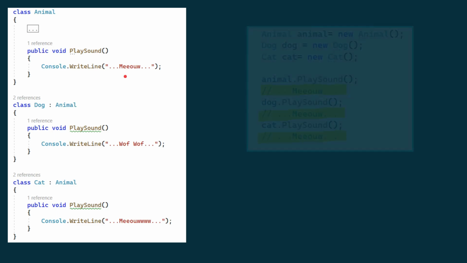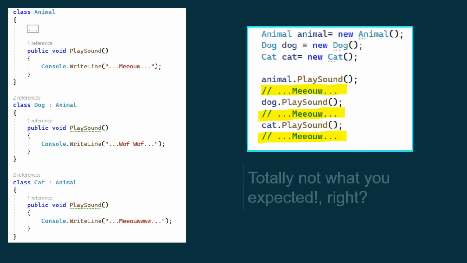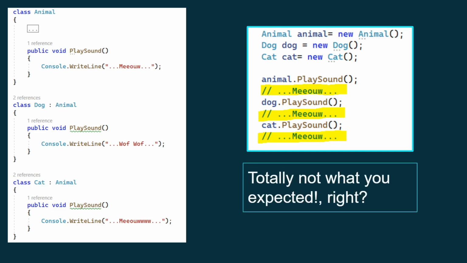Ready? So let us see. We got for all three the same thing, even though we tried to change, because a dog will never meow. So we tried to change it, but it did not work. All the methods you inherit from the base class have the first priority. So polymorphism is a way to override this behavior. Totally not what you expected, right?